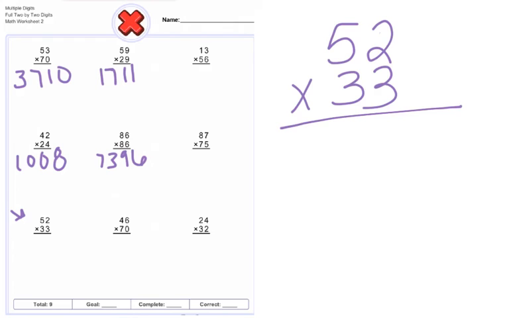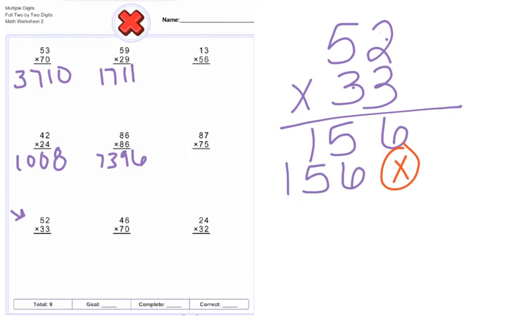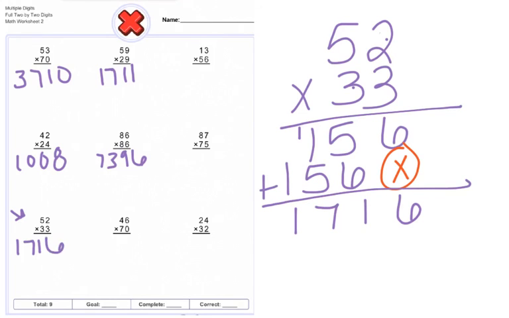3 times 2 is equal to 6. 3 times 5 is equal to 15. Now I need to add my placeholder. And 3 times 2 is equal to 6. And 3 times 5 is equal to 15. And then I just need to add. 6 plus nothing is equal to 6. 6 plus 5 is equal to 11. Put down your 1, carry your 1. 5 plus 1 is 6, plus 1 more is 7, and 1 plus nothing is 1. So your answer is 1,716.